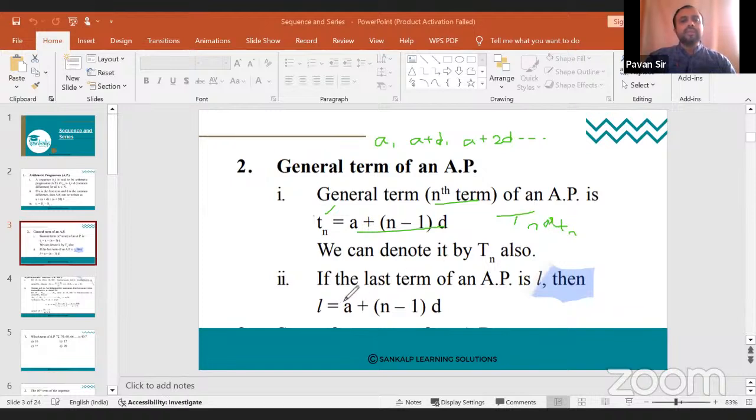Okay. Then if the last term of an AP is indicated by L, then L is equal to A plus n minus 1 into D. That is, the nth term itself is indicated by L, the last term. So L is also given by A plus n minus 1 into D. Okay. Now next one.